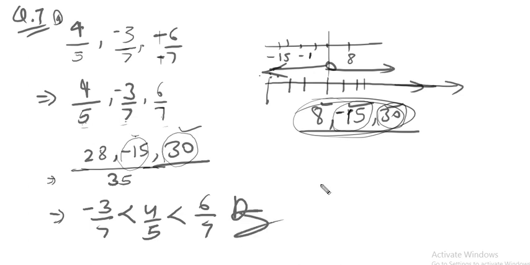So in this way you have to find the B part, C part and D part. And the same things you have to do in descending order. In the next question.